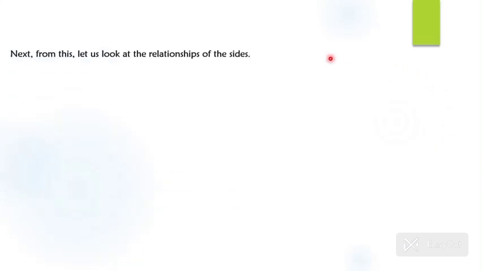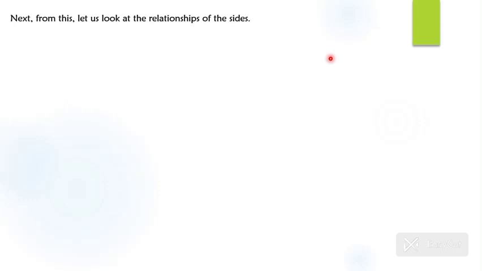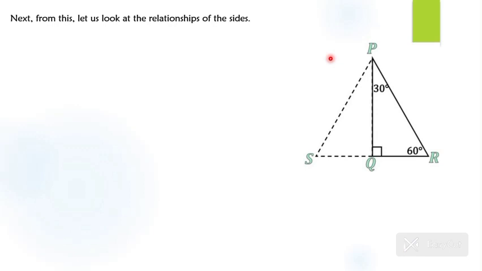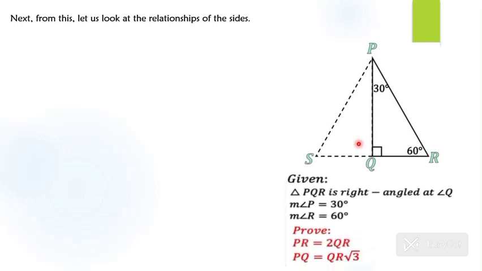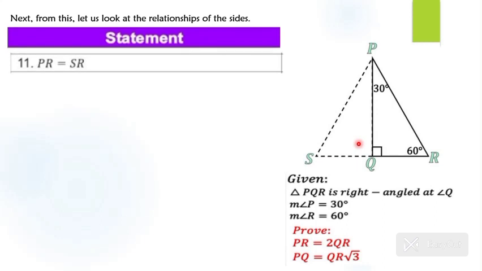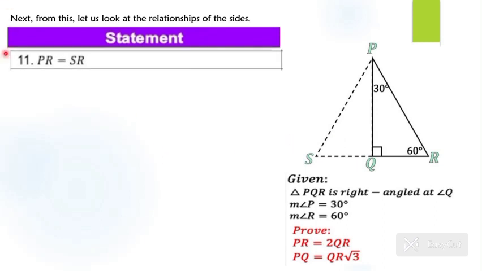In the next slide, let us look at the relationship of the sides. So again, we have here the equilateral triangle, or we have the original and the constructed triangle. So given this triangle PQR right angled at Q. So the first statement is RS is equal to SR.